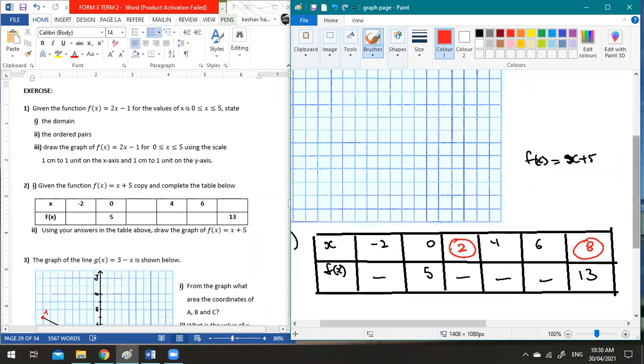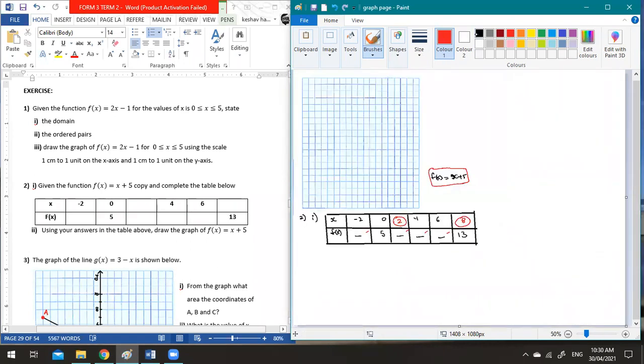8. So if they give us the function and they want to find the missing values, all you have to do is substitute these values into the function, right? So the function is f of x equal to x plus 5. The first value we have to find is for negative 2. So f of negative 2 is negative 2 plus 5. We add and the signs are different, so we subtract and keep the sign of the larger number. The larger number was 5, which was positive. 5 take away 2 is 3. So here, you put 3.